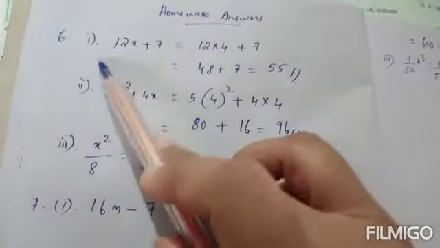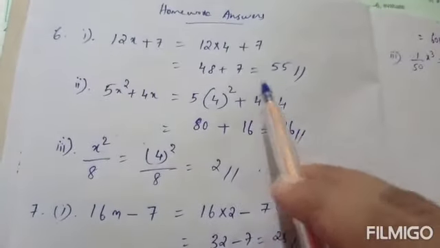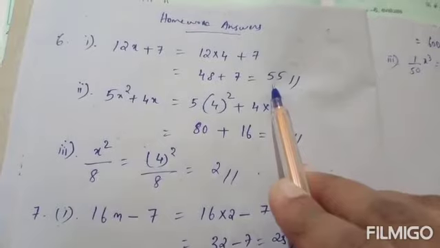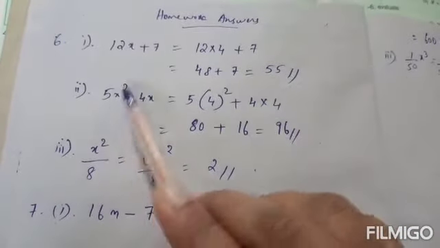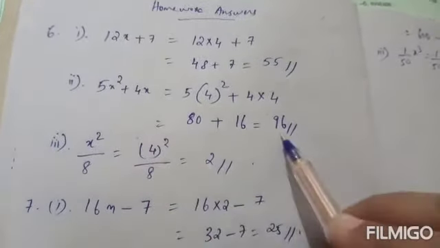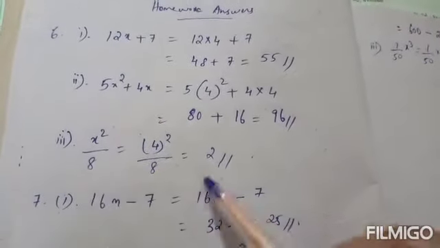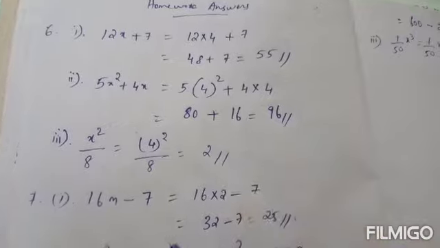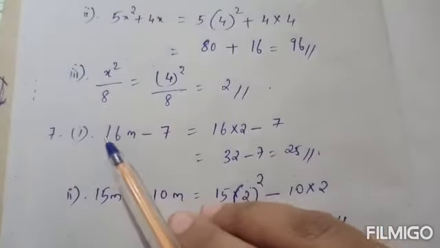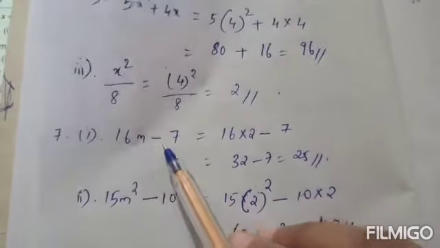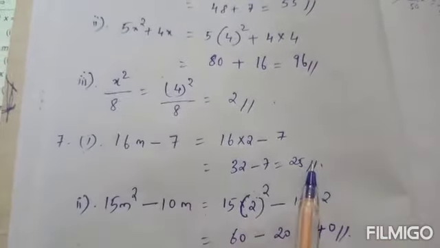Sixth question, first one, 12x plus 7. You will get the answer 55. Okay, second one, 5x square plus 4x. Answer you will get 96. Third one, x square by 8. The answer is 2. Now seventh one, first question 16m minus 7, you will get 25.